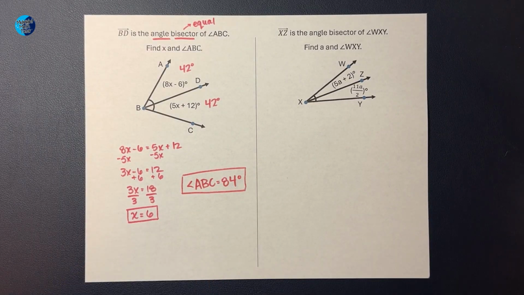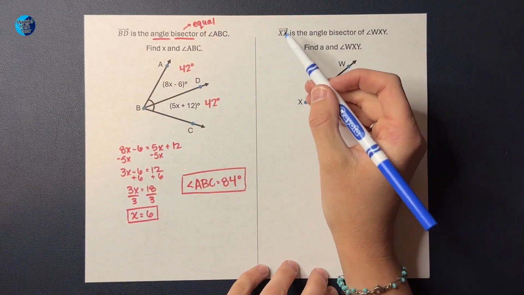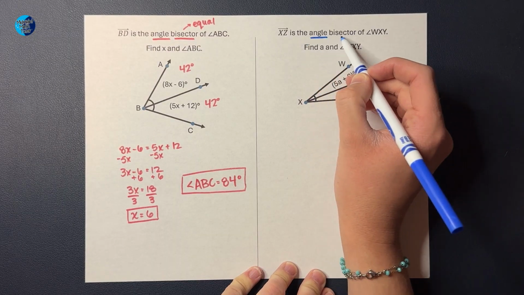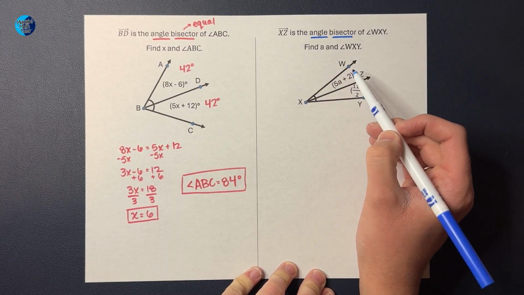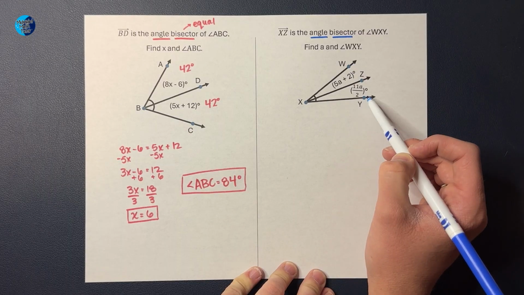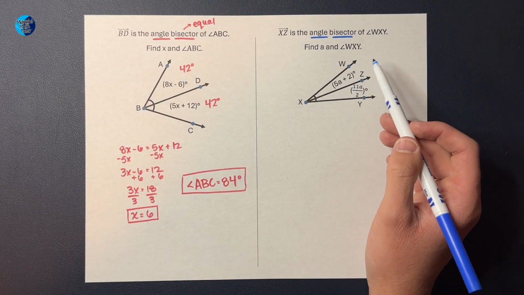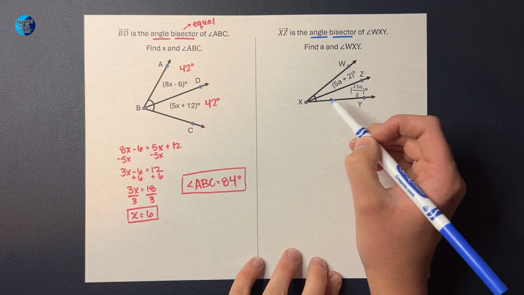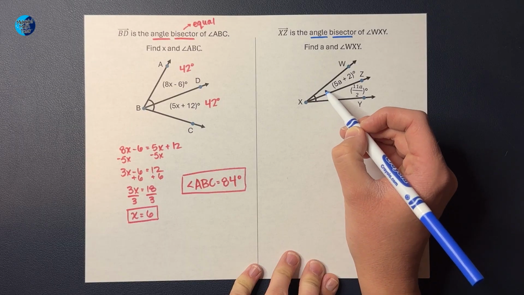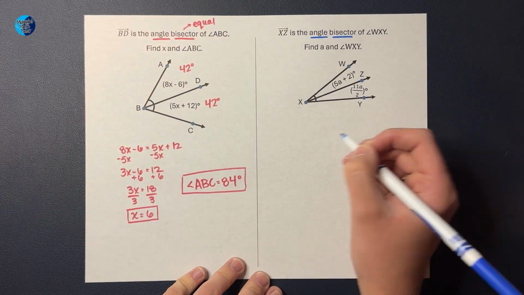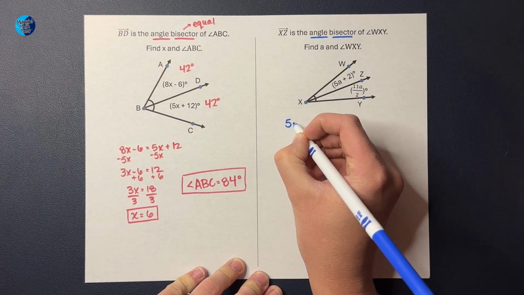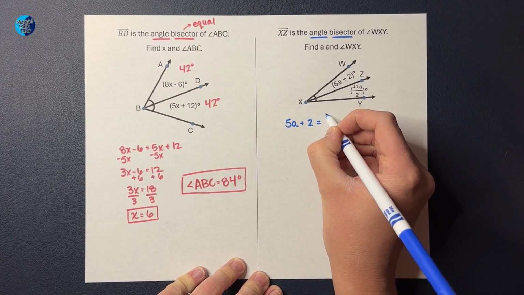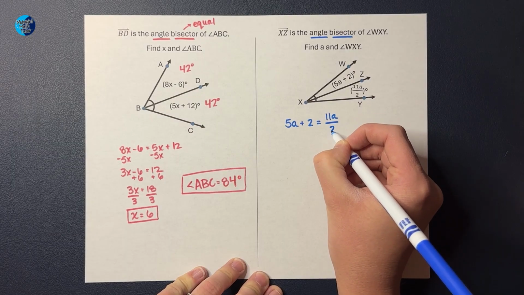Awesome. All right, let's take a look at our next one. The ray XZ is the angle bisector, again, remember that's my keyword, of angle WXY. Find A and the measure of angle WXY. So again, bisector, which tells me that this ray cut this into two equal angles. So I can go ahead and set this up as 5A plus 2 equals 11A over 2.